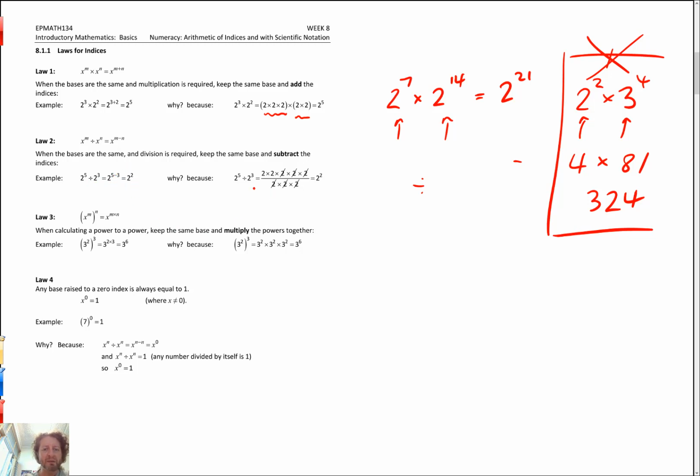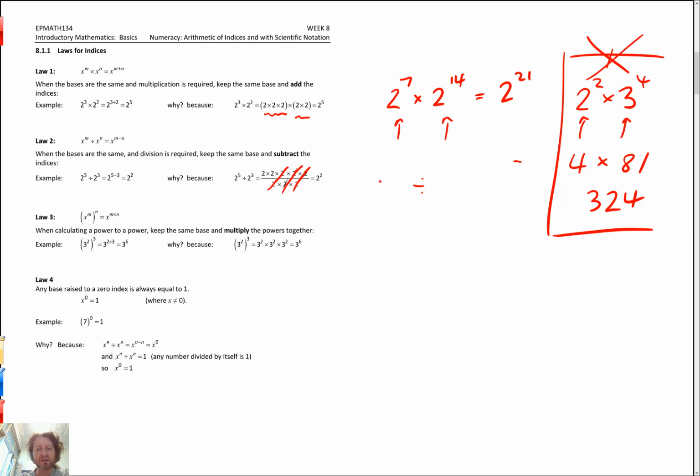And let's look at why it happened. Well, 2 to the 5 is 2 by 2 by 2 by 2 by 2. Divided by is the same as putting over 2 cubed, there's 3 2's written down. I cancel 3 lots of 2's, and all I'm left with is 2 squared. That's exactly what happens. I subtracted 3 of them. So the 5 minus 3 became 2 squared.